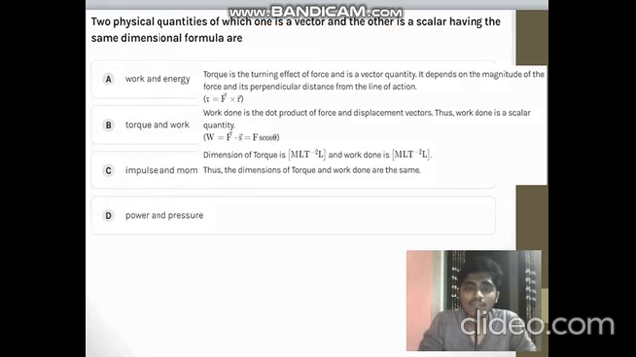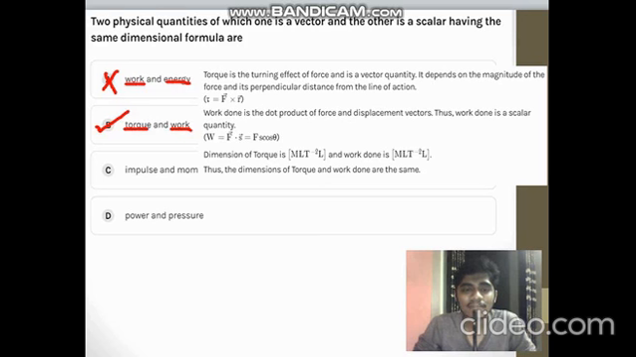Now talking about the 13th question. Two physical quantities of which one is a vector and the other is a scalar, having the same dimensional formula. So one of these two must be scalar and the other must be vector, and both of them must have the same dimensional formula. That's what they have asked. So here talking about work and energy. Work is a scalar quantity and energy is also a scalar quantity. So this is not the right option. Torque is a vector quantity and work is a scalar quantity. So there is a chance for this option.